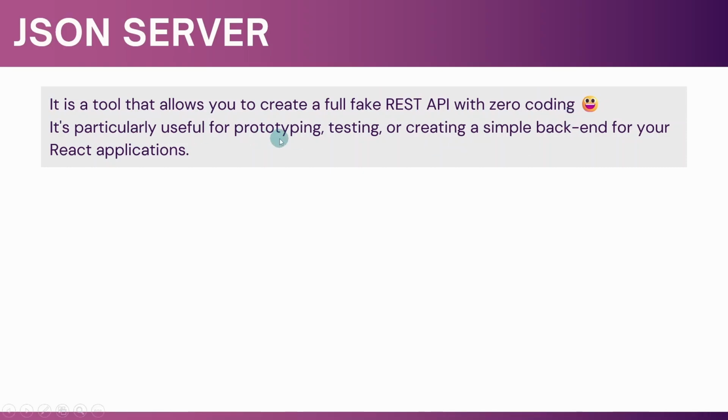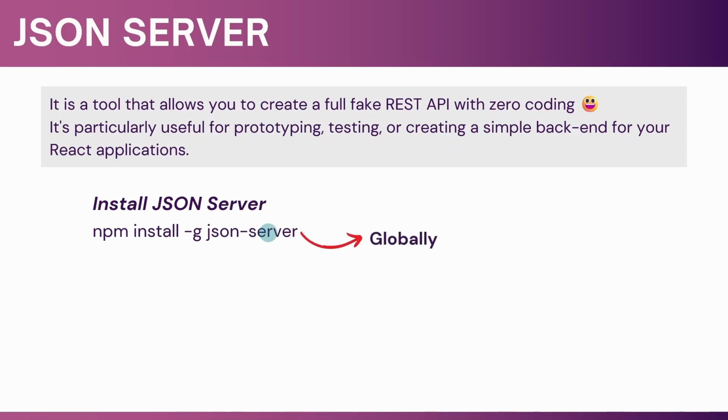And it is used for prototyping, testing, or creating simple backend for your React application. So once you understand this, whenever you want to test and if you want to get some backend data, you can use this JSON server. So for this, we are having some steps which we have to follow. First step, we have to install JSON server. And for that, we will be using npm install -g, which stands for global. Then we will write json-server. So using this, we are installing JSON server globally.